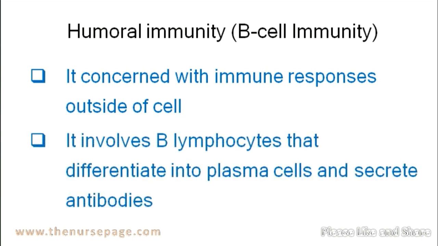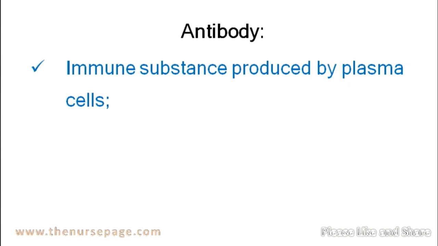It involves B lymphocytes that differentiate into plasma cells and secrete antibodies. So humoral immunity is carried out by antibodies. Antibodies means immune substances produced by plasma cells.